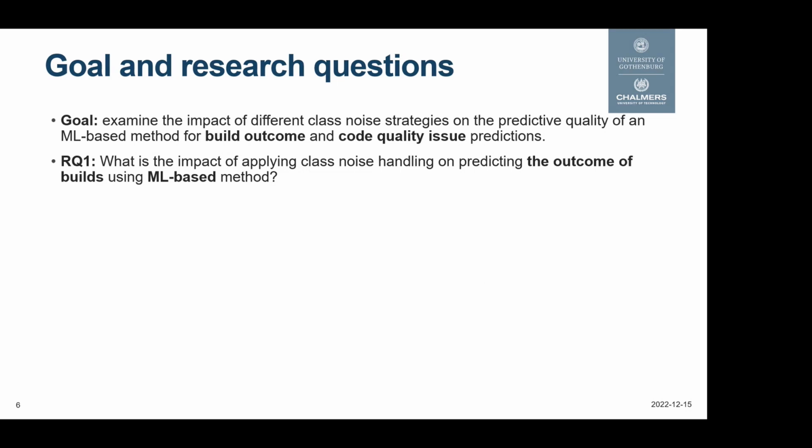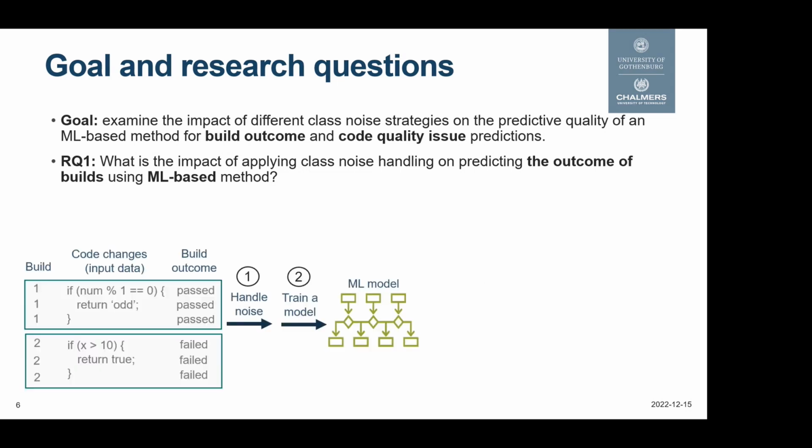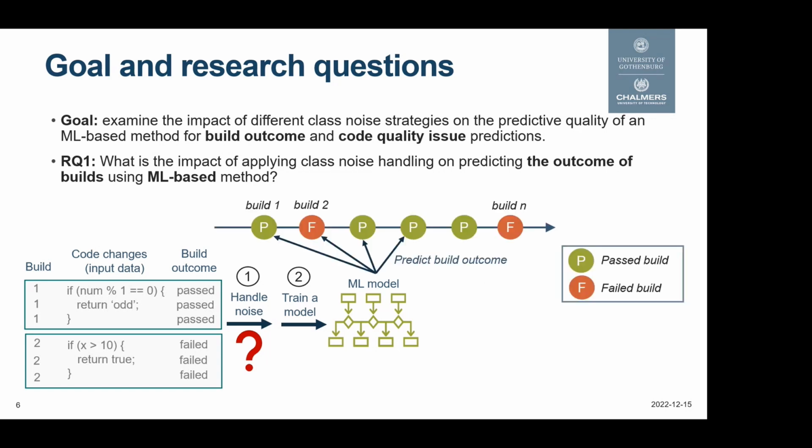And the first research question that we raised was, what is the impact of applying class noise handling on the prediction of build outcomes using a machine learning-based method? So say that we have a machine learning-based method that we train on historical code changes and build outcomes of pass and fail. And then we want to feed this data to train the machine learning model. So the question is, okay, how do we handle noise here? Which strategy is most suited for handling noise before we train the model? And once we apply that class noise handling algorithm, then the model can predict maybe which build will pass or fail in a better way.